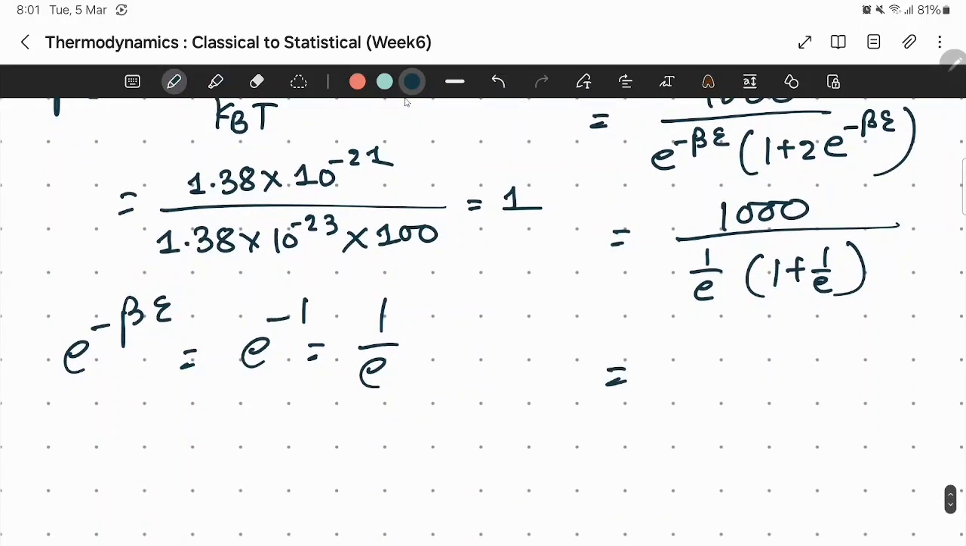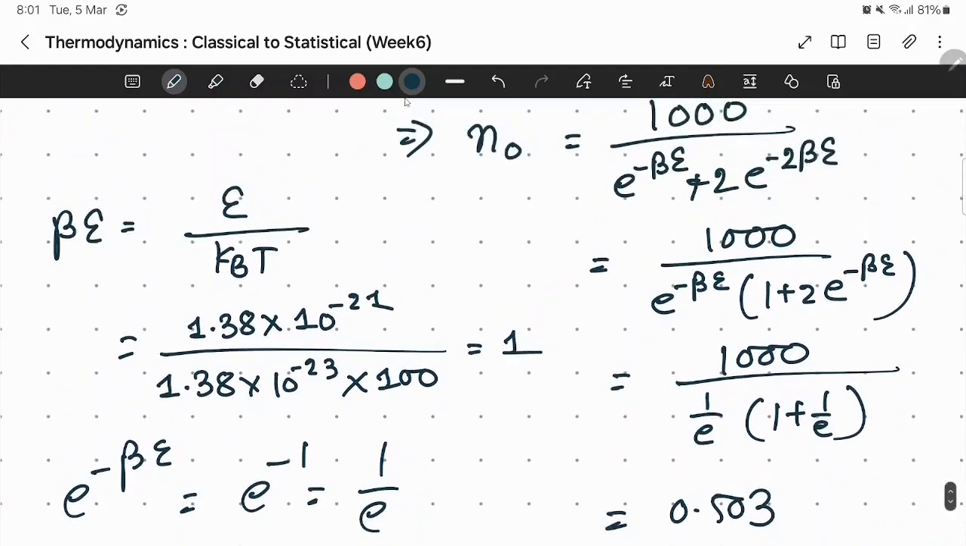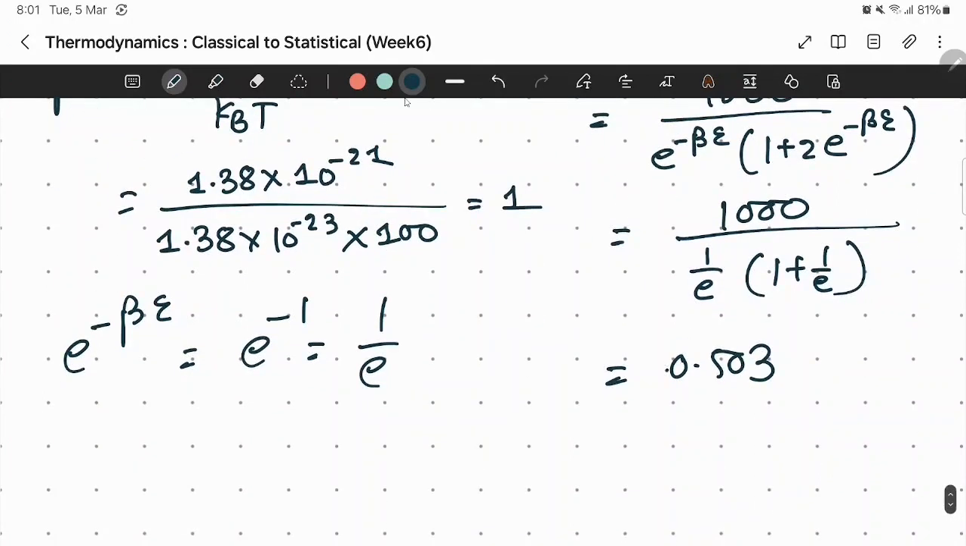So now you know this, you can calculate, right? So it is 1 by, how can we write it? Okay. 1 by e plus 1 into 1 by, so it is actually 0.503. Okay, denominator. So you have to divide 1000 by 0.503.